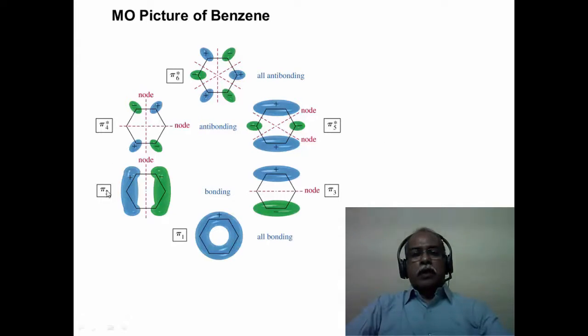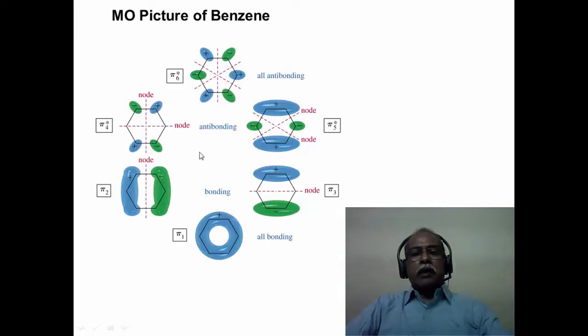This is a pictorial representation of the molecular orbitals of benzene itself. The first three are the bonding molecular orbitals, and the top three are the anti-bonding molecular orbitals. The first pi1 molecular orbital does not possess any node, whereas the second and the third molecular orbitals possess one node, which is represented by the red dotted line. It passes through these two atoms, and through the midpoint of this carbon-carbon bond and this carbon-carbon bond, which is the nodal point in this particular case.